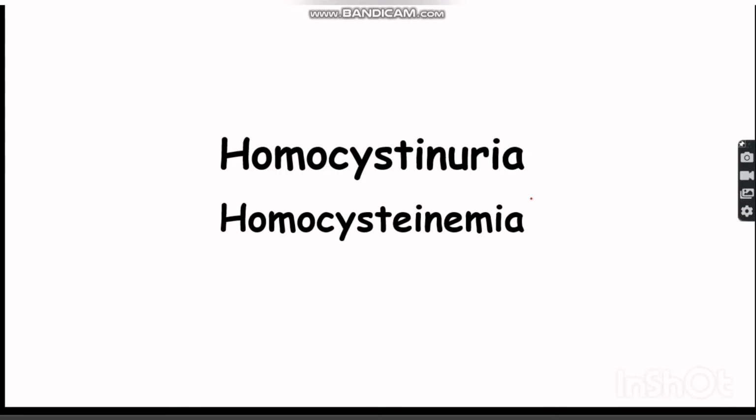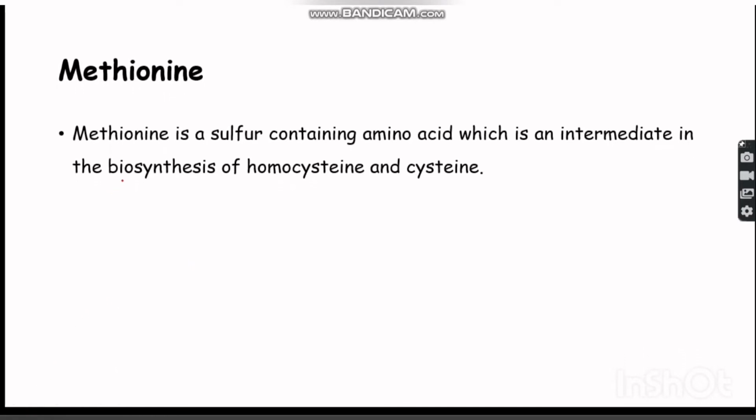Today we are going to study disorders of methionine metabolism leading to homocystinuria and homocysteinemia. First of all, we will study what methionine and homocysteine are. Methionine, we know, is an amino acid. It is a sulfur containing amino acid which serves as an intermediate in the biosynthesis of homocysteine and cysteine.